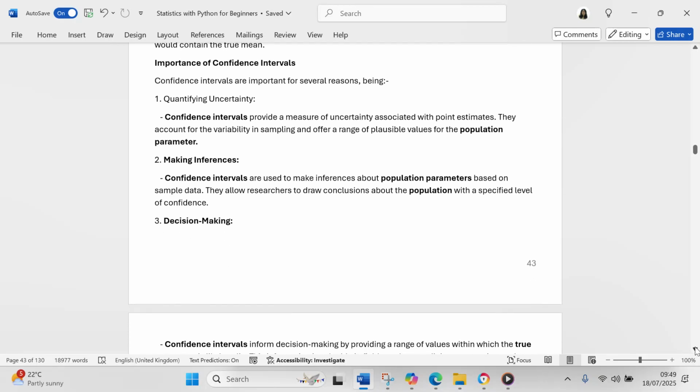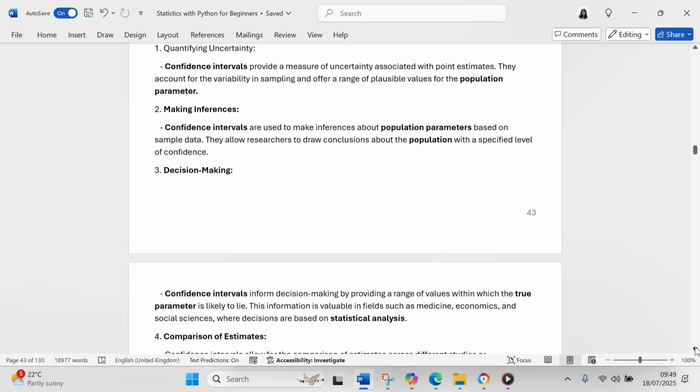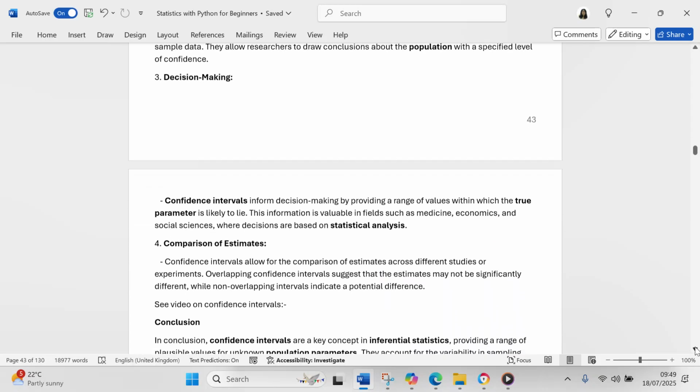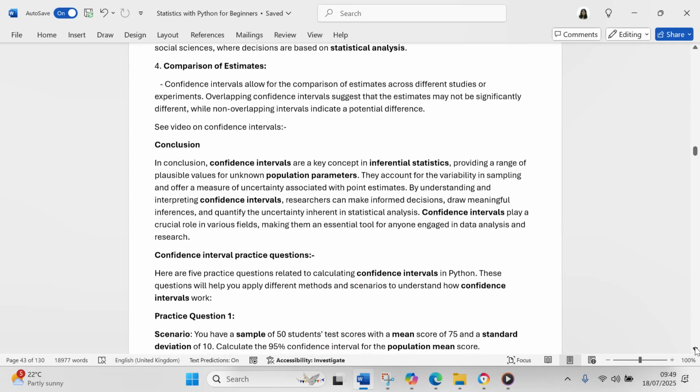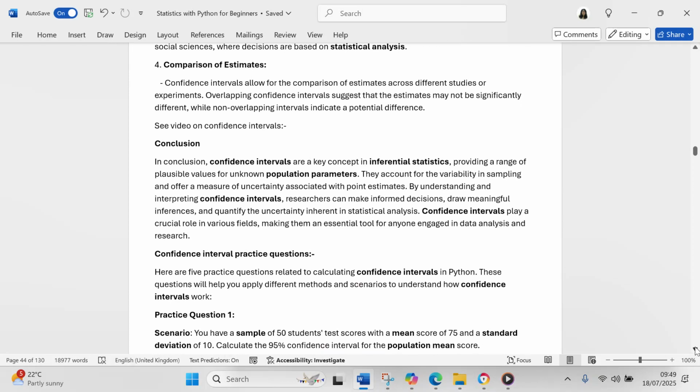So, the importance of confidence intervals. Confidence intervals are important for several reasons, such as: one, it quantifies uncertainty; it makes inferences; it helps in decision making; and it's a good comparator of estimates.